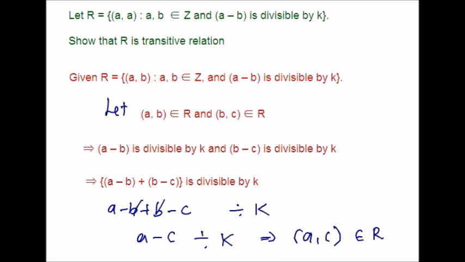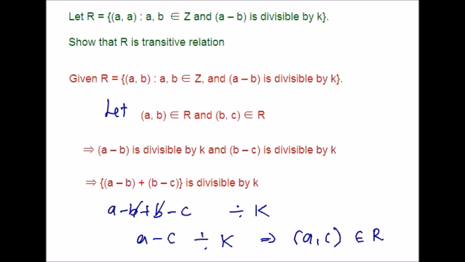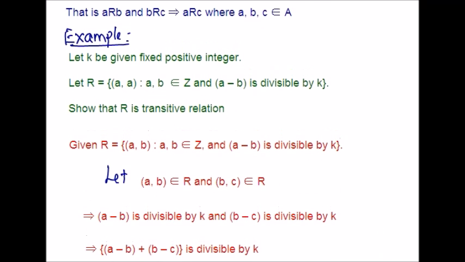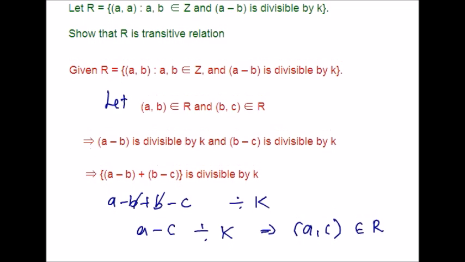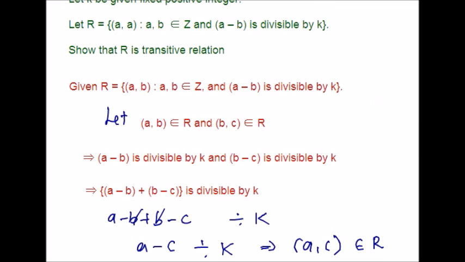Am I right? Hence, we have proved that (a,b) belongs to R and (b,c) belongs to R implies (a,c) belongs to R, which is nothing but the definition of a transitive relation. Therefore, R is a transitive relation. Hence, we proved that. Please go through the steps and let me know in case you have any query in this example. You can apply the same concept and proceed in the same way to prove a relation is transitive.